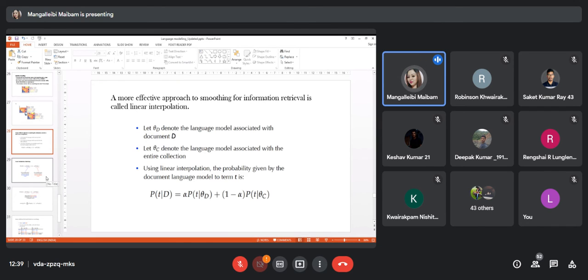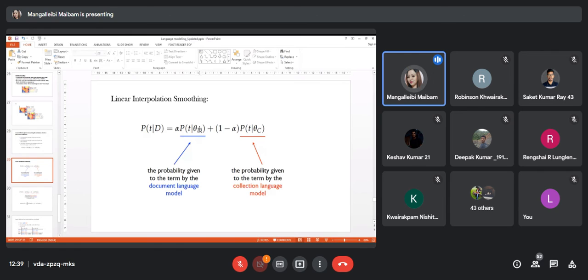Then linear interpolation smoothing. This is also one of the approaches for smoothing. For linear interpolation, we use this formula for the probability of the term in the document, given down here. The first probability is for the particular document, and the second probability is given to the term by the collection language model. That means for the entire collection. This is for the document, this is for the entire collection.